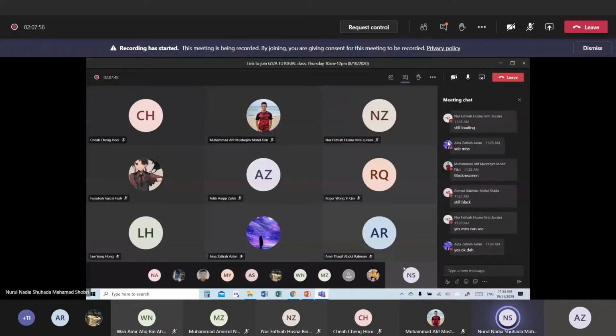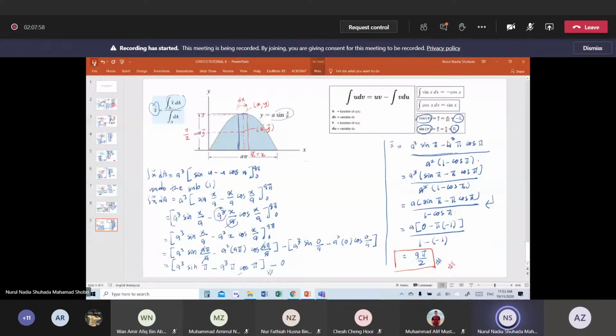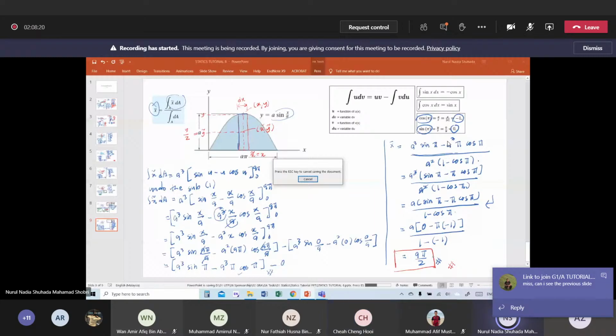So are you guys okay with question number 5? This is the final answer: x centroid is equal to a pi over 2. Do you guys have any questions? We have 7 minutes left. Question number 5 is very complicated, but as long as you implement integration by parts and also substitution, you should manage to get the final answer.